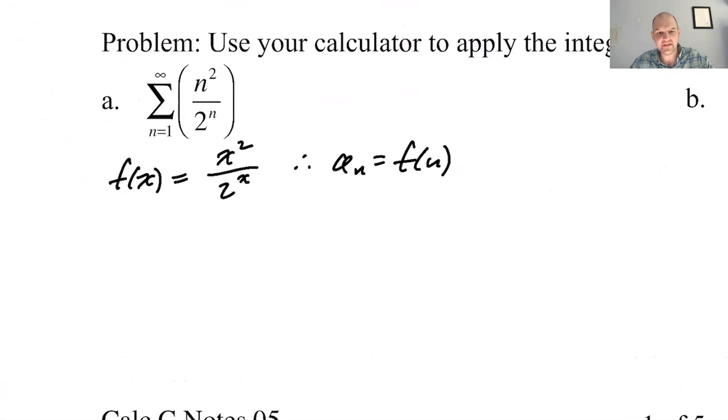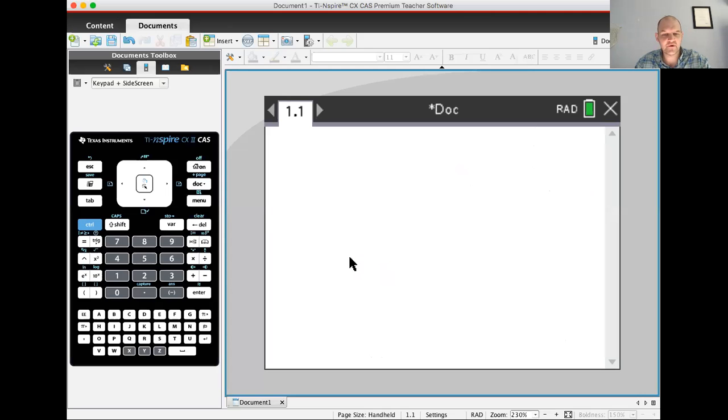And then this is definitely a calculator problem. Can we do this by hand? I think you can do this with integration by parts, but I'm not actually sure. All right, so f of x is x squared over 2 to the x. I think of the integral test as the ultimate test to use when you have a calculator available, because it can just do the work for you.